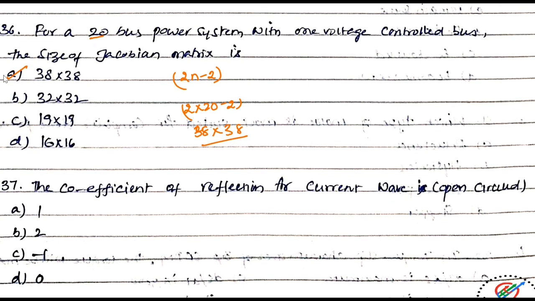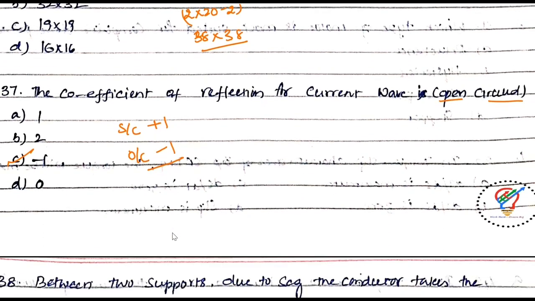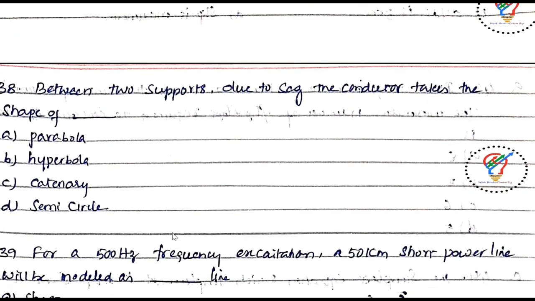Okay, next one. The coefficient of reflection for the current wave when it is open circuited. The option given is open circuited. So when it is open circuited, the reflection coefficient is -1 here. When it's short circuited, that is +1. Open circuited, -1 here. Okay, and let's move to the next question here.